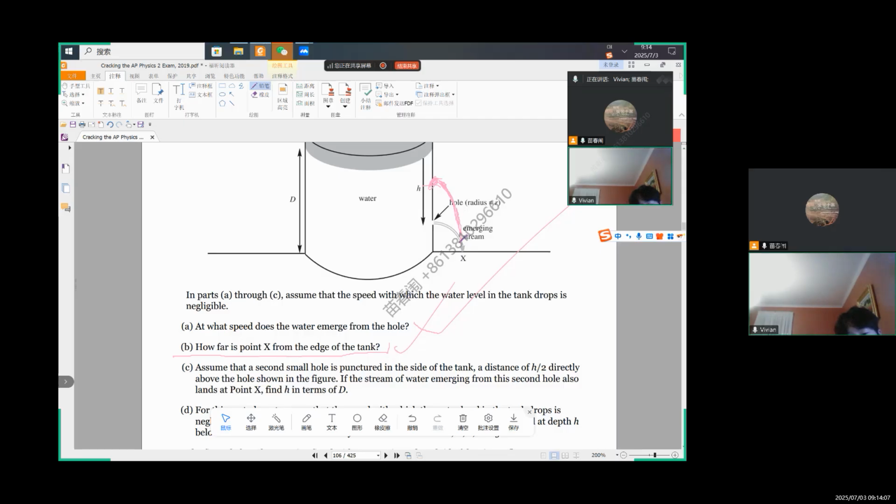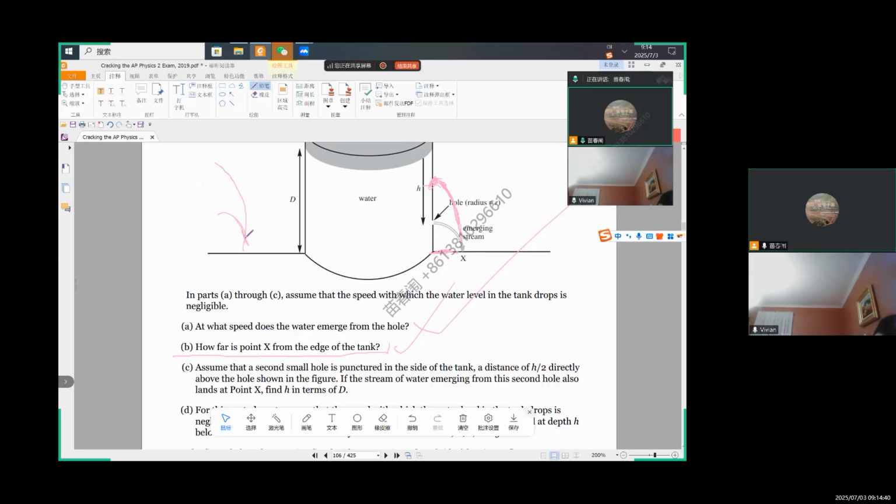Find H in terms of D. Is the situation making sense a little? Do you feel it's a little similar? Not only is this part the same, they also look similar, right? Something like this shooting out, and something like this shooting out.